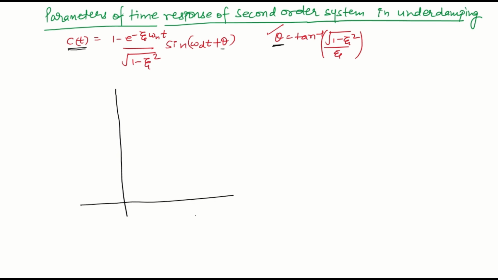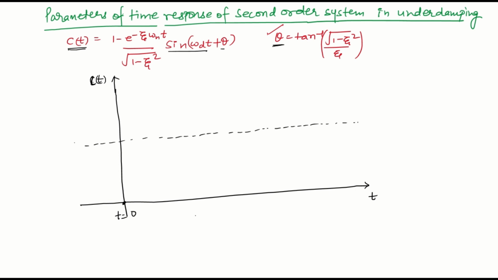We take time as the horizontal axis and the y-axis is C(t). I am plotting this for different values of t. So this graph will start from t equal to 0. The value at t equal to 0 will be 0. This graph will oscillate, since there is a sinusoidal term here, around this value 1, which is also the steady state value. So this value is 1.